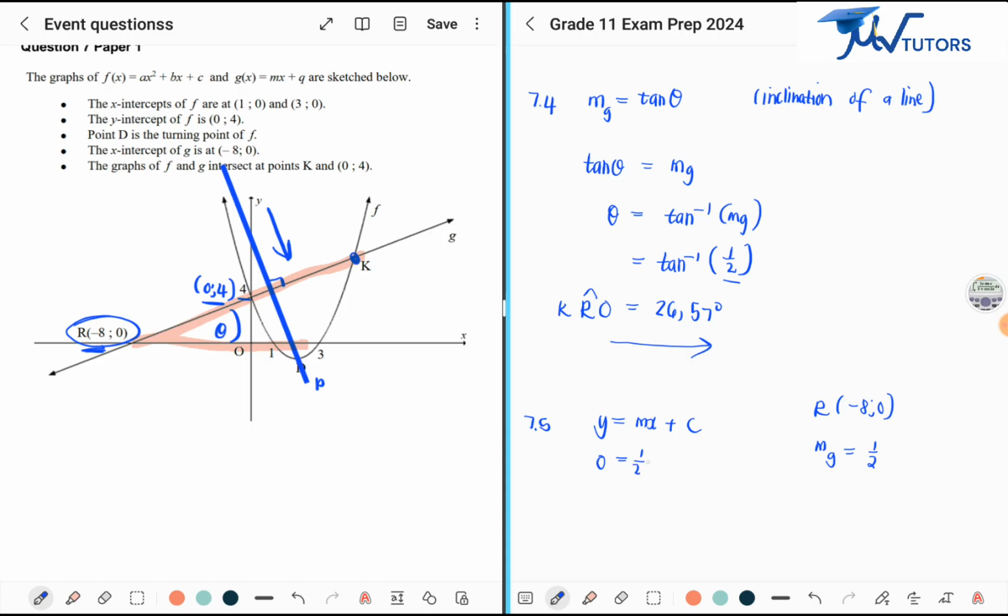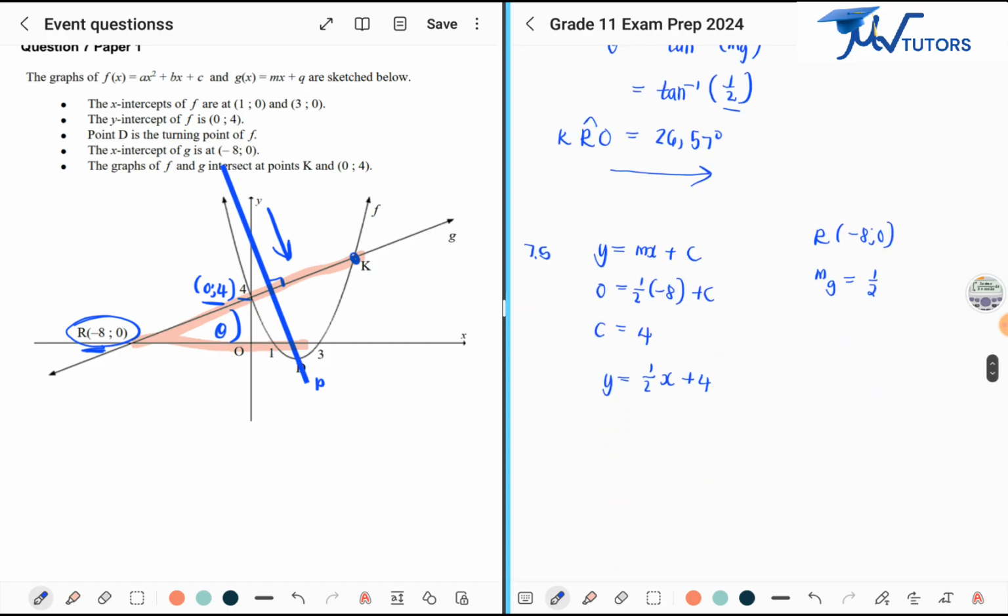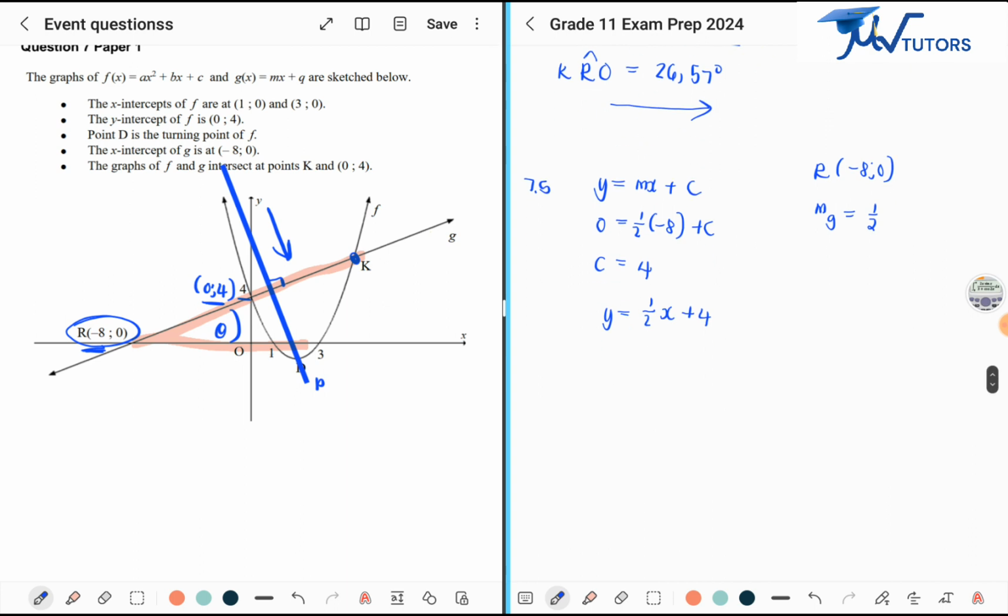So we have a half, and you have -8 plus C. So half times -8 is -4. We take -4 to the other side, we get that C is 4, as expected. All right, so we get half x plus 4. We didn't really need to get the equation of the line. You know what the intercept is, and you know what the gradient is. You should have just plugged it in. I should have just plugged it in. So that's basically g of x.